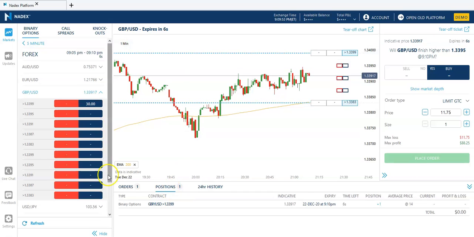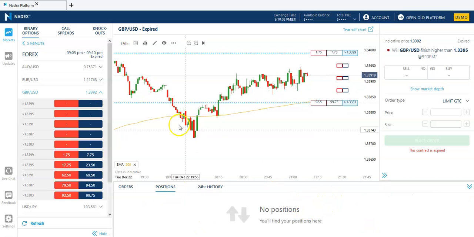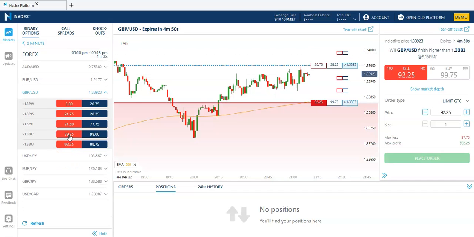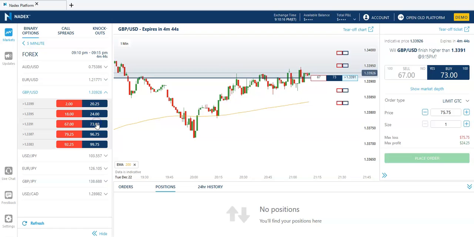So let's do this again. Okay, now if we look, it expires. So we lost that trade, that position. Now we start all over again. And let's say, hey, I think it's going to go lower. We'll say right here, right? Actually, I'm still bullish on this, right?